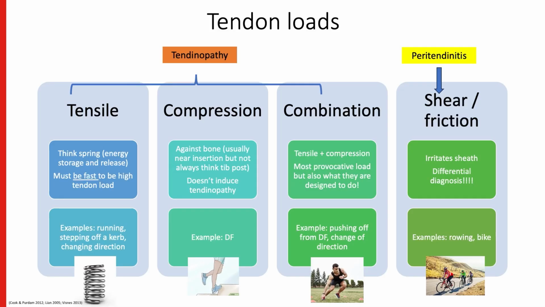Now, lots of tendons are compressed near the insertion, but not always. So tib post is compressed around the medial malleolus, a long way from its insertion, but it's where we see the pathology. The reason I think compression is a really important load is you can recognise and remove compression and really help people's pain. Our third load is combination.